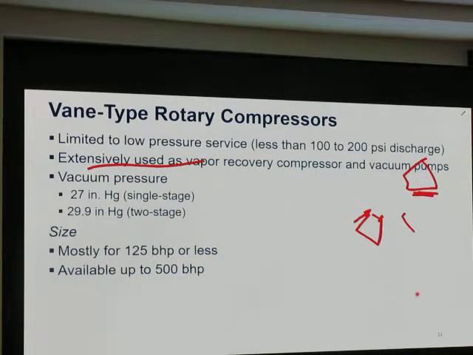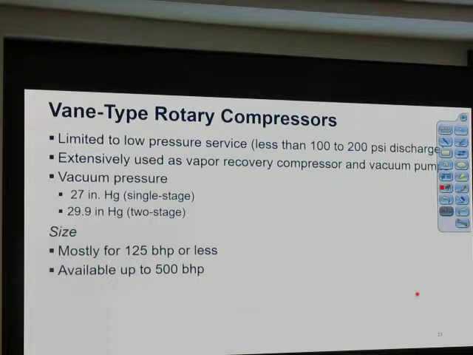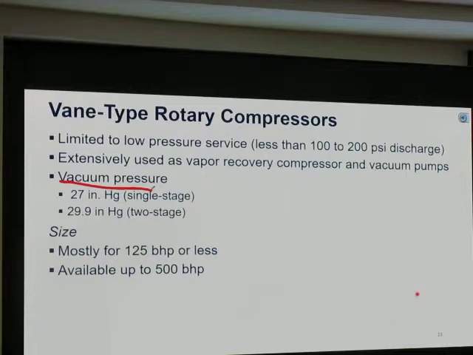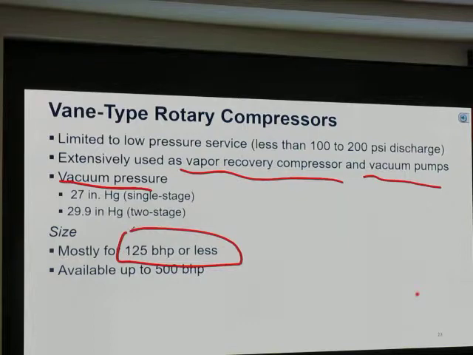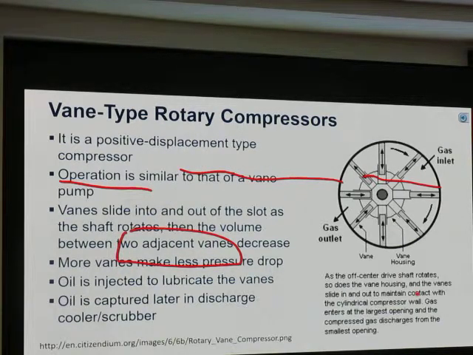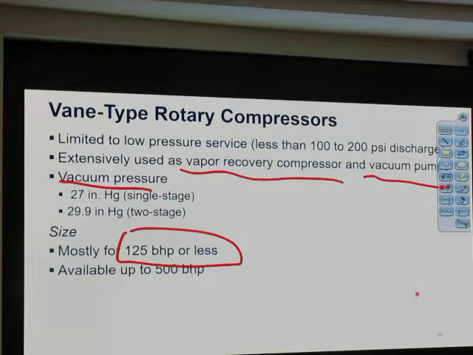Alright, the Vane-Type compressor can do vacuum pressure, okay? That's one of the good things. It's extensively used in the rotary unit and vacuum pump, okay? Size is not like high horsepower. So if we have something that is 10,000 horsepower, should it typically be the Vane-Type compressor? True or false? No. 10,000 horsepower would usually be a low speed reciprocating compressor, not this Vane-Type.